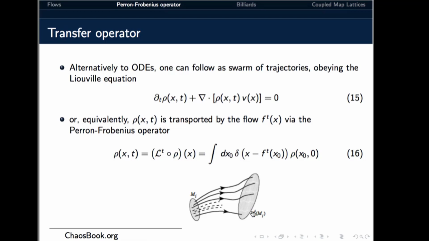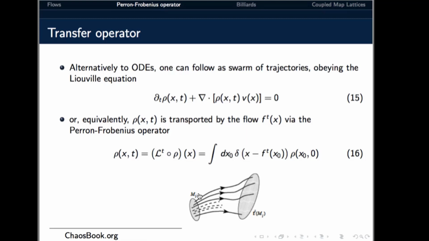So while the flow is ruled by the differential equations, a density of trajectories is instead carried by the flow, and this is governed by the Liouville PDE. Now the formal solution to that: you can also write the evolution of trajectories in an alternative way using a linear operator, called the Perron-Frobenius operator, which has a delta kernel. This delta kernel enforces the condition that x be a solution of the flow with some initial condition x naught, for all the initial conditions that you want to consider.